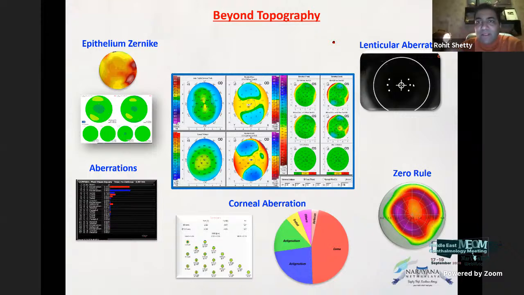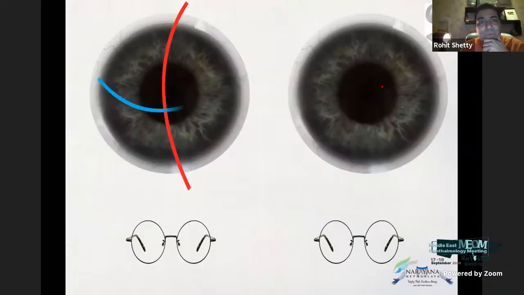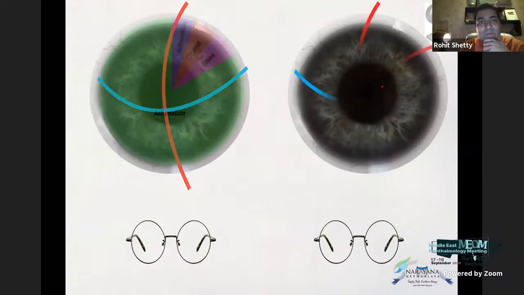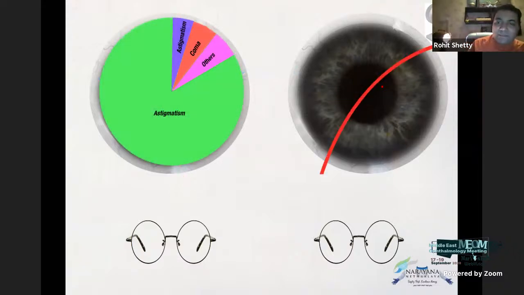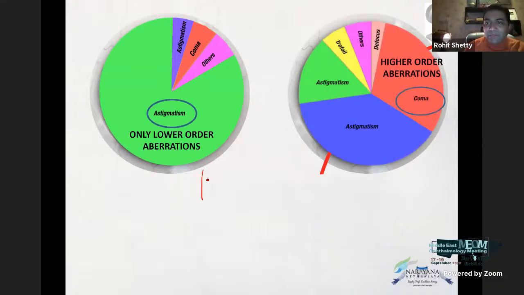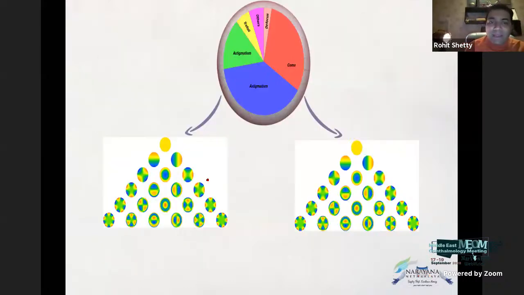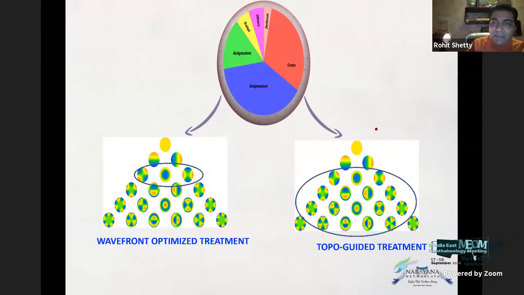Ultimately, the aberrations are the ones which help you to understand every aspect of it. I would like to start with the epithelial aberrations, the corneal aberrations, your lenticular aberrations, virtually everything. Why are aberrations important? When you look at a cornea, you look at the curvature, you have an astigmatism, and this is what you treat with glasses. But when you have a cornea which is filled with aberrations like coma, you cannot treat it with glasses. So why do you need to do aberrometry, both corneal and otherwise? You decide whether you want to do a customized treatment or a wavefront optimized treatment.